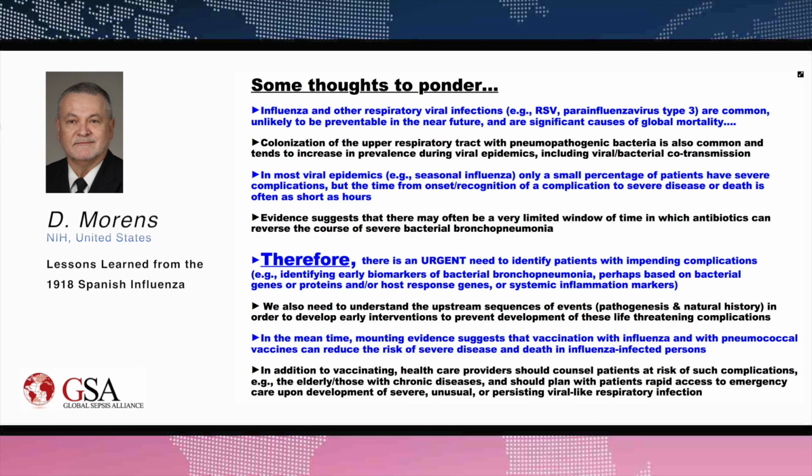And I think, in addition, we need to make sure that healthcare providers counsel patients at risk, the elderly and those with chronic diseases who are most likely to die from influenza, RSV, and all these other viral diseases, and have a plan for them to get seen on an emergent basis when a complication might develop.